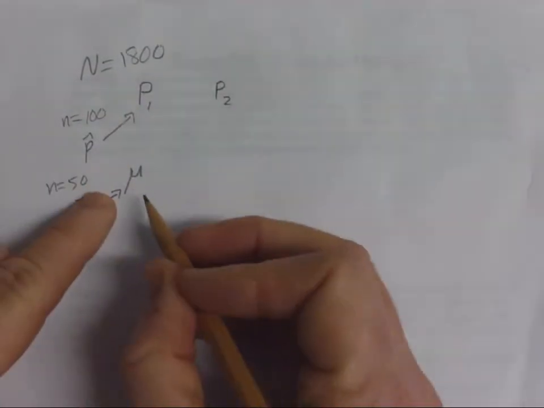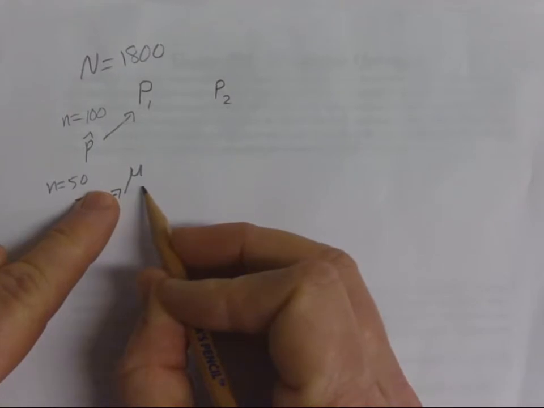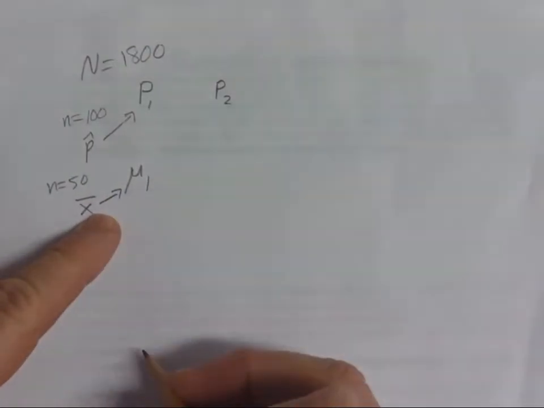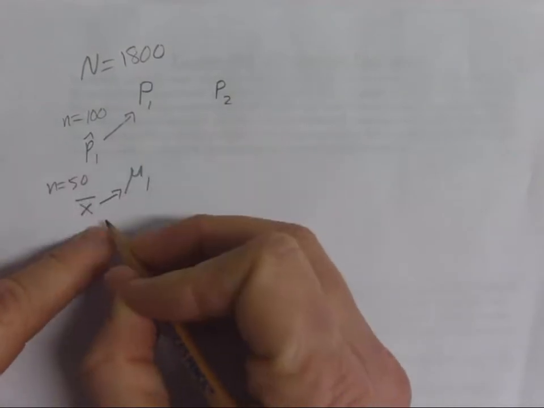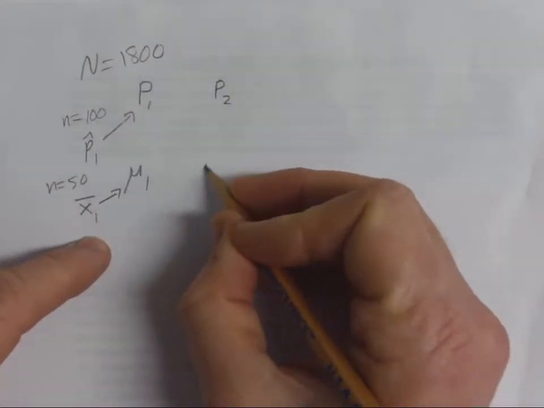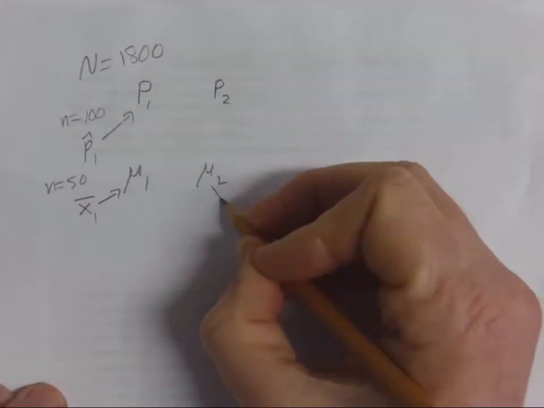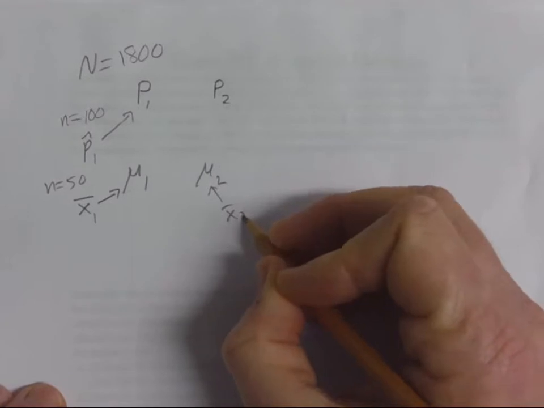The same thing with the mu. This could be the mean test score of the students that went through the computer program. We call that mu sub 1. And so this would be p hat sub 1, x bar sub 1. And then our mu sub 2, our second population, would be the students who did not go through the computer program. And of course, we would estimate this with an x bar sub 2.